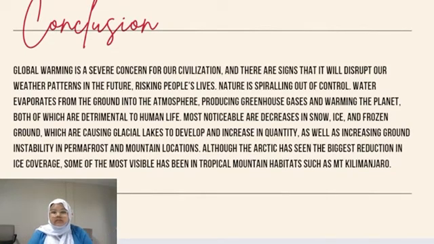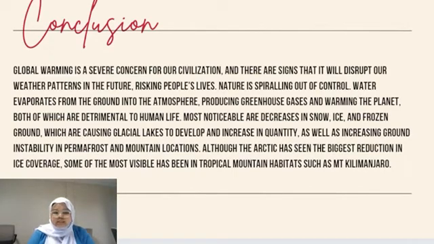The conclusion is global warming is a severe concern for our civilization, and there are signs that it will disrupt our weather patterns in the future, risking people's lives. Nature is spiraling out of control. Water evaporates from the ground into the atmosphere, producing greenhouse gases and warming the planet, both of which are detrimental to human life. Most noticeable are decreases in snow, ice, and frozen ground, which are causing glacial lakes to develop and increase in quantity, as well as increasing ground instability in permafrost and mountain locations.